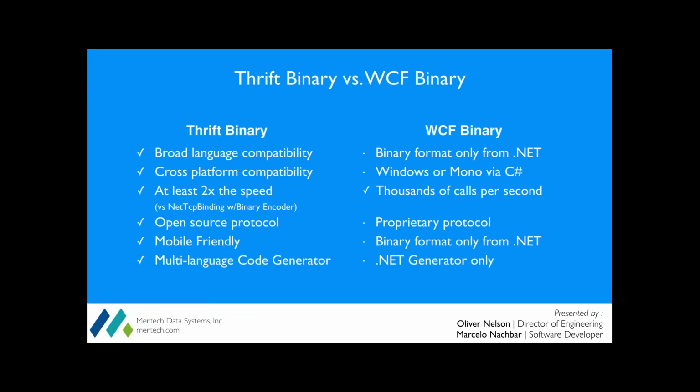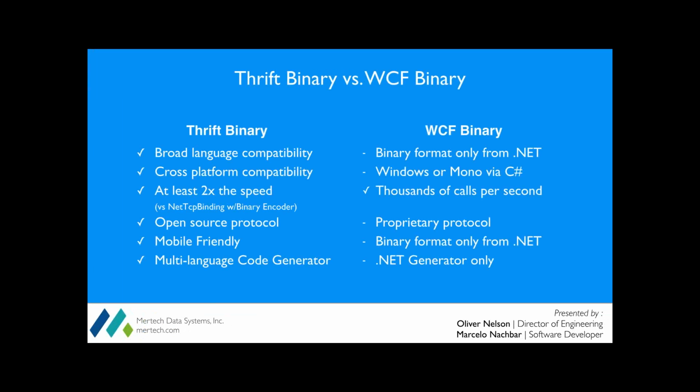WCF in their binary form is a very fast transport. It's not unusual to see thousands of calls per second. But as we'll see when Marcelo does our demo, Apache Thrift is also very fast, and in many cases we're going to see at least 2 times the speed using Thrift binary versus the TCP binary encoding of WCF. So we're going to take a little bit more detailed look at that.